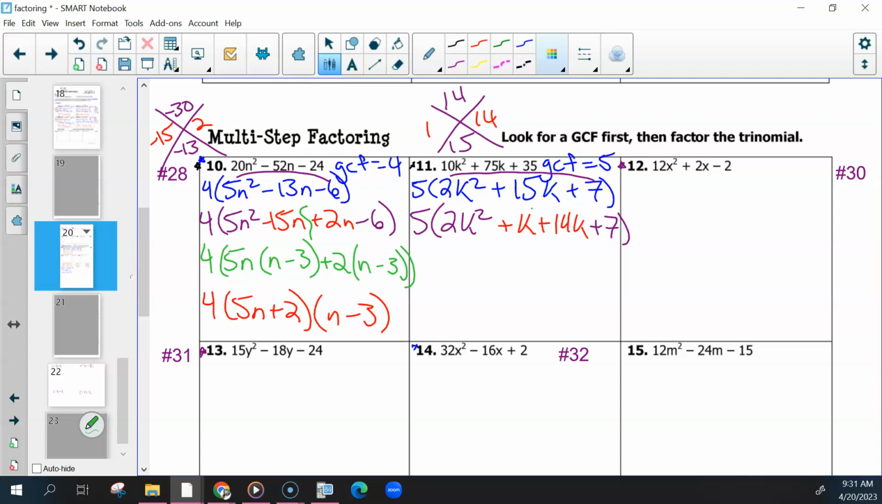Split it down the middle. What do these first two have in common? 1k. We divide that out with what? k plus 1, 2k plus 1. What would these last two have in common? 7, positive 7. And then our final answer is what we're going to write: 5 times (2k plus 7)(k plus 1).